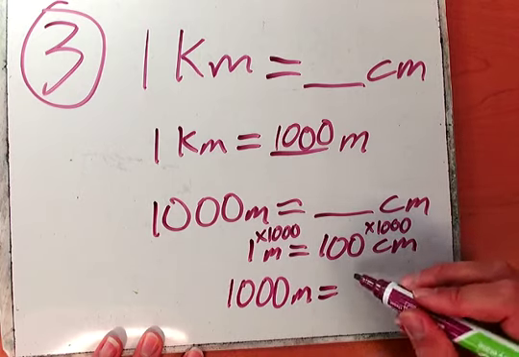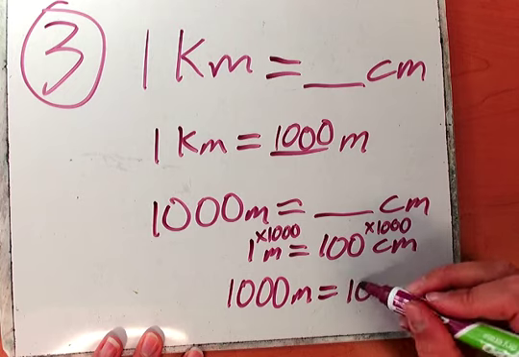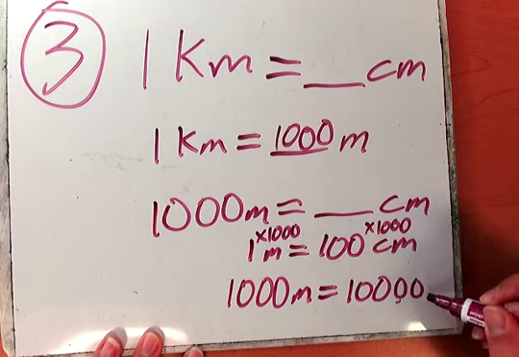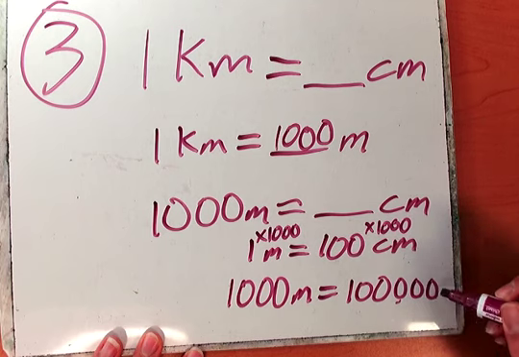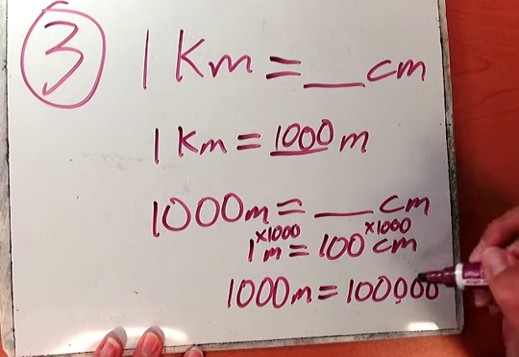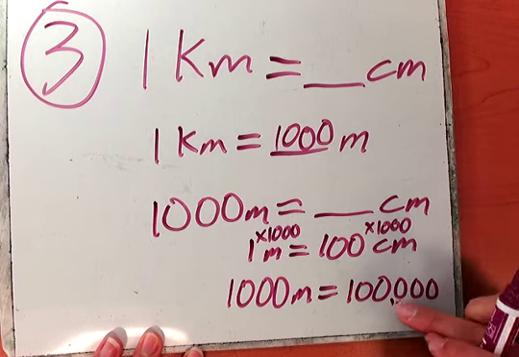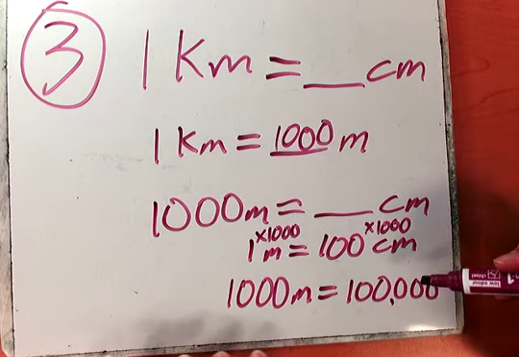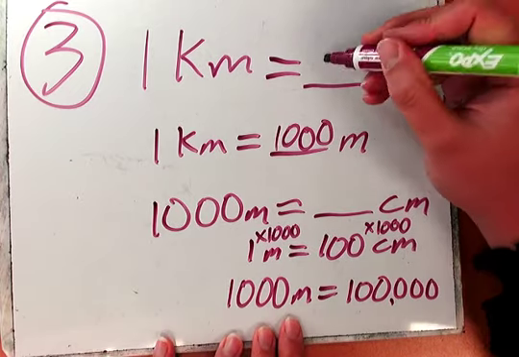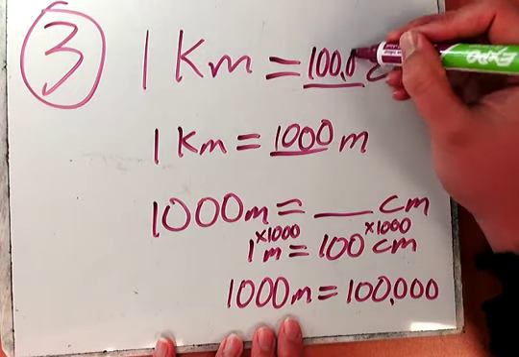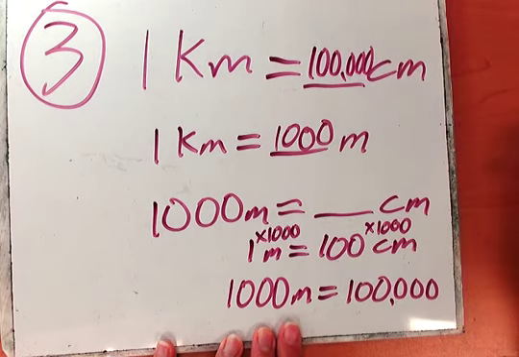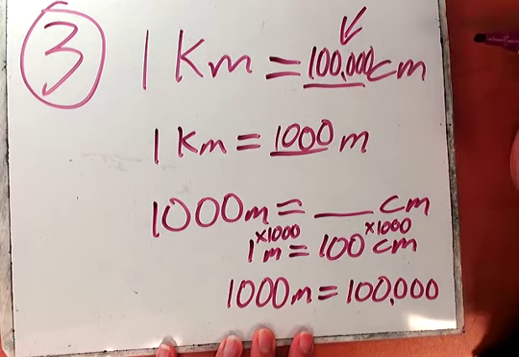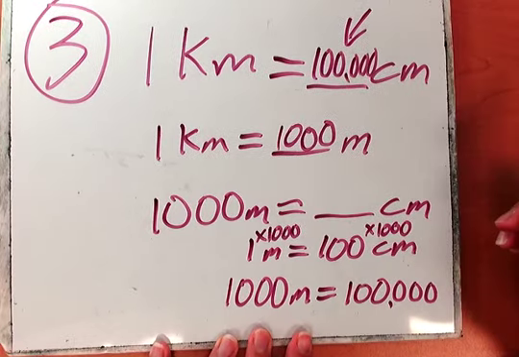equals 100 times that. Moving the decimal point, we moved it once there, twice there, 3 times there. There are 3 zeros, so move it 3 times, put a little comma, and I got 100,000. So 1 kilometer equals 100,000 centimeters. That is our answer: 100,000 centimeters equals a kilometer.